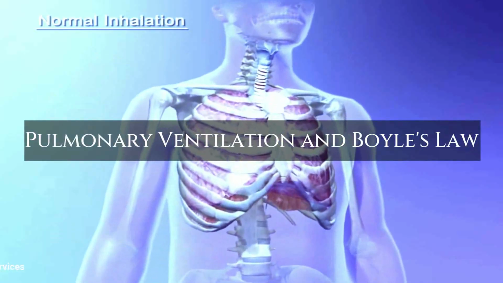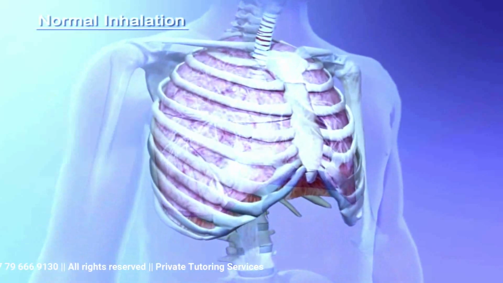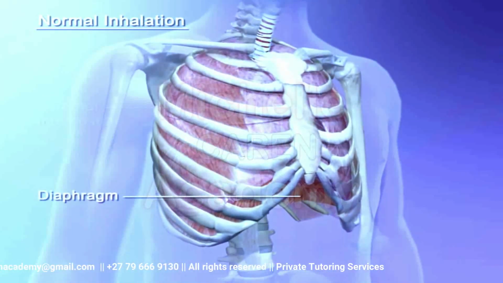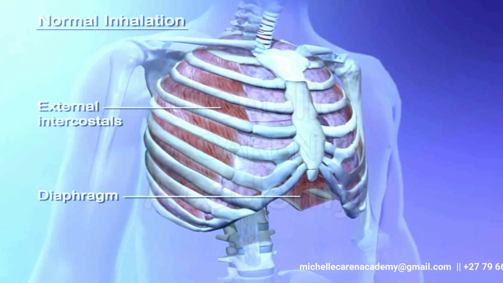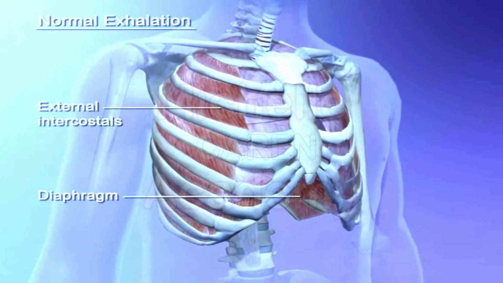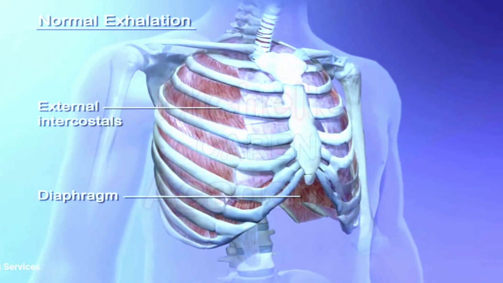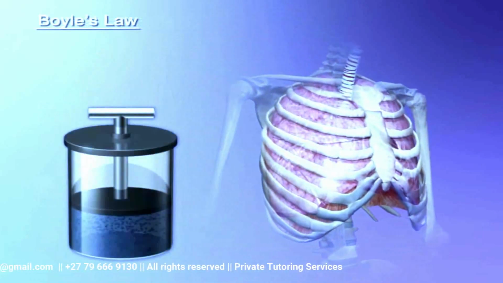Pulmonary ventilation, or breathing, is induced by changes in the volume of the lungs and the air pressure within them. During normal inhalation, the diaphragm and external intercostal muscles contract and the rib cage elevates. As the volume of the lungs increases, air pressure in the lungs drops below atmospheric pressure and air rushes in. During normal exhalation, the muscles relax. The lungs become smaller, pressure inside them rises, and air is expelled.